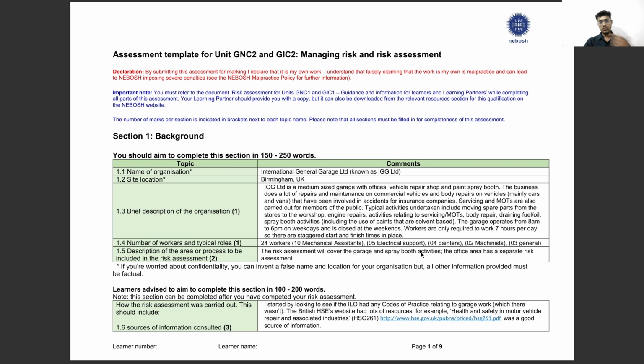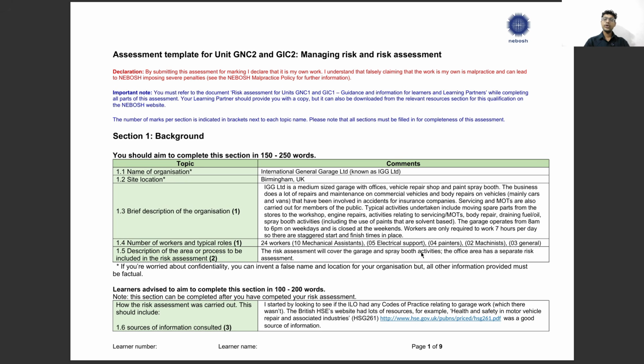So 1.5, you need to understand that actually where exactly you are doing the risk assessment should be mentioned over there. You're conducting a risk assessment, where exactly are you doing that, you have to mention that in this box. So area, where; activities, what work; equipment, with what equipment you're doing, all this to be mentioned over there.